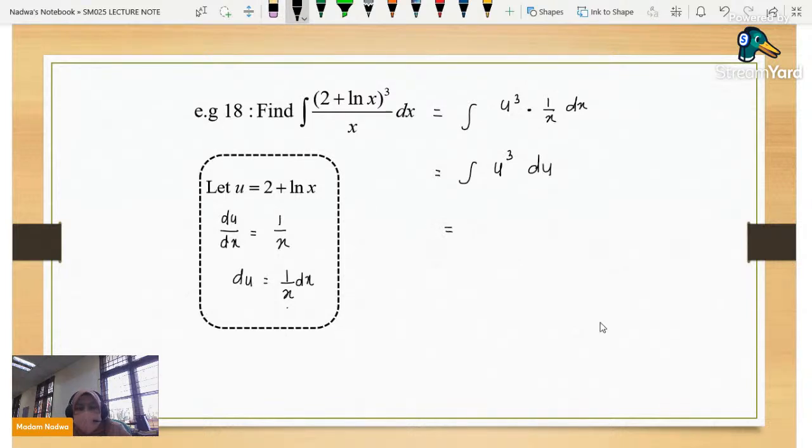So, integrate this with respect to u, what you will get is u to the power of 4 over 4 plus c like that. Alright, so u to the power of 4 over 4 plus c is in terms of u. Kita nak jawapan kita in terms of x. So, kita tukar balik kepada 2 plus ln x to the power of 4 over 4 plus c.